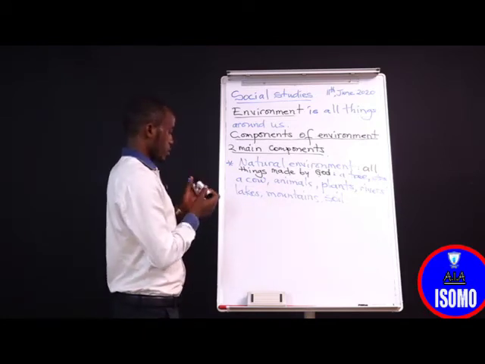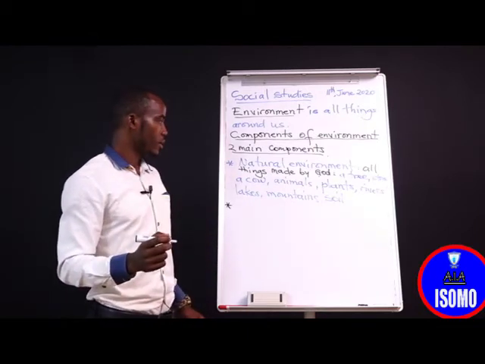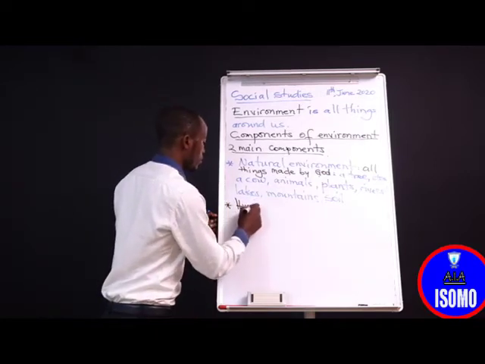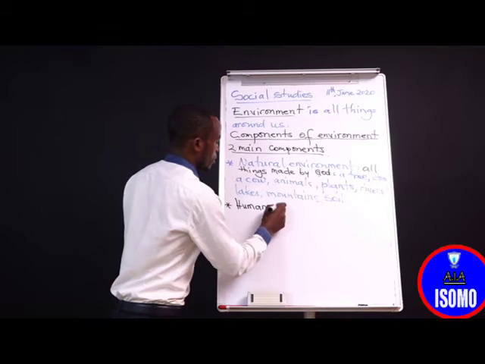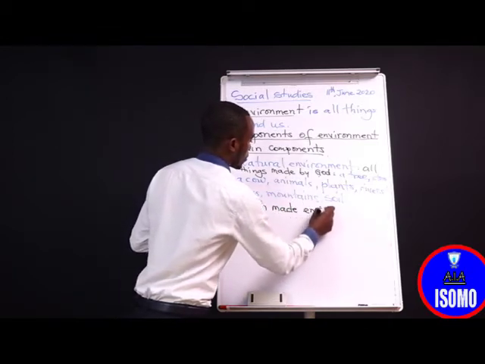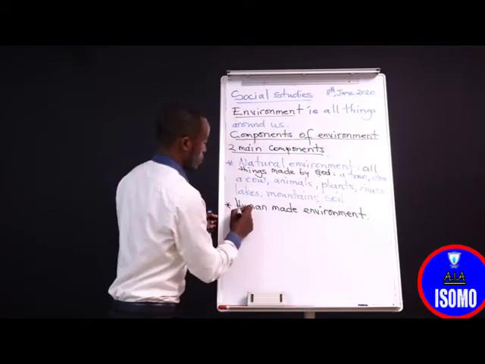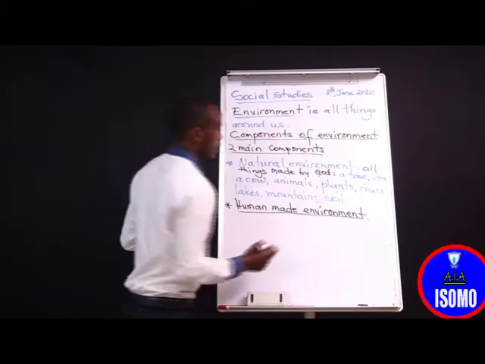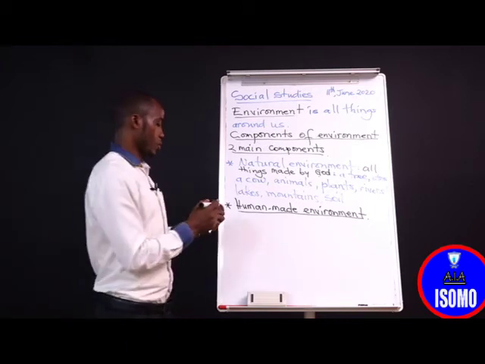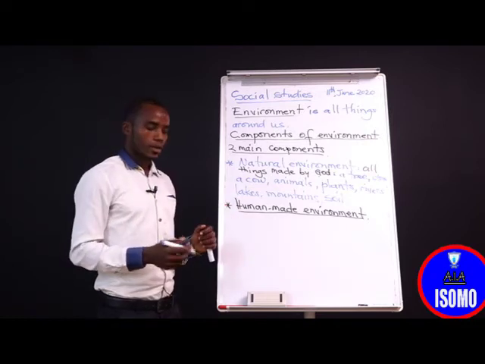Second one. We have seen the second component. Who can remind me of it? Human-made environment. We have said that human-made environment, they are all these things that were made by people. What are those things? An example?